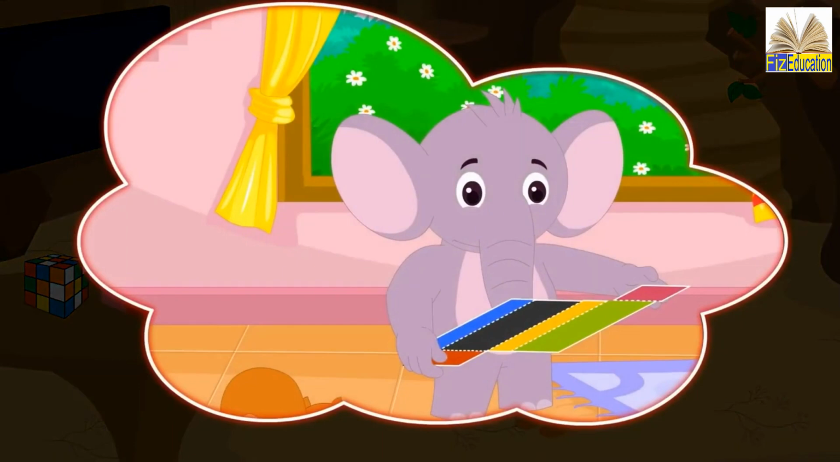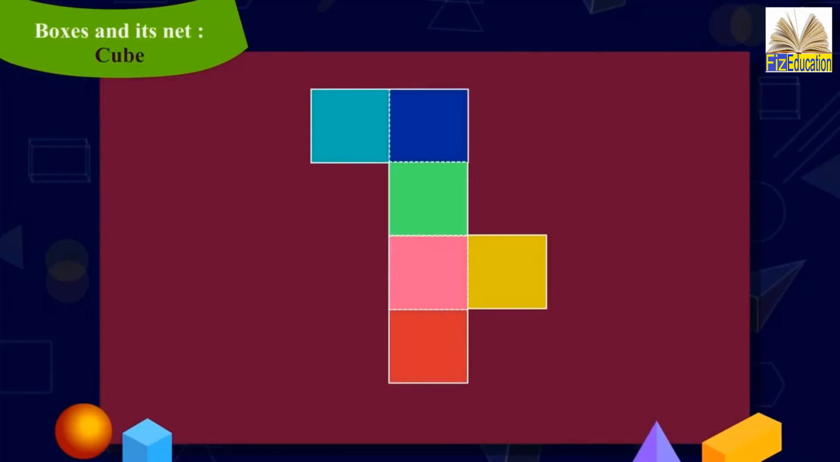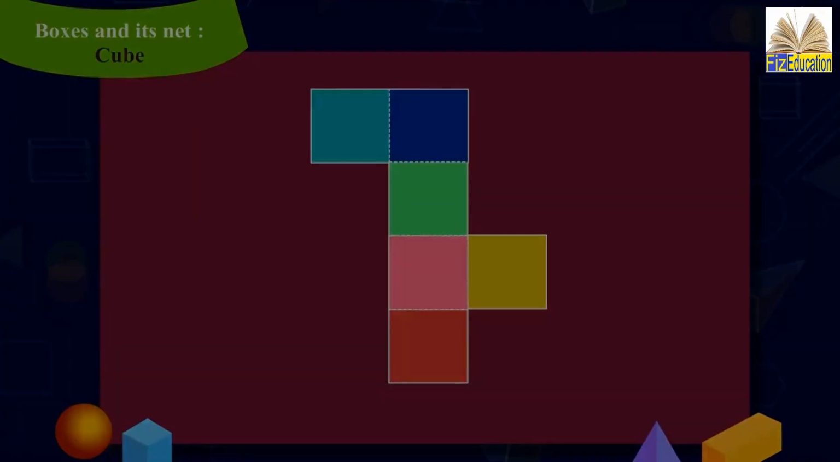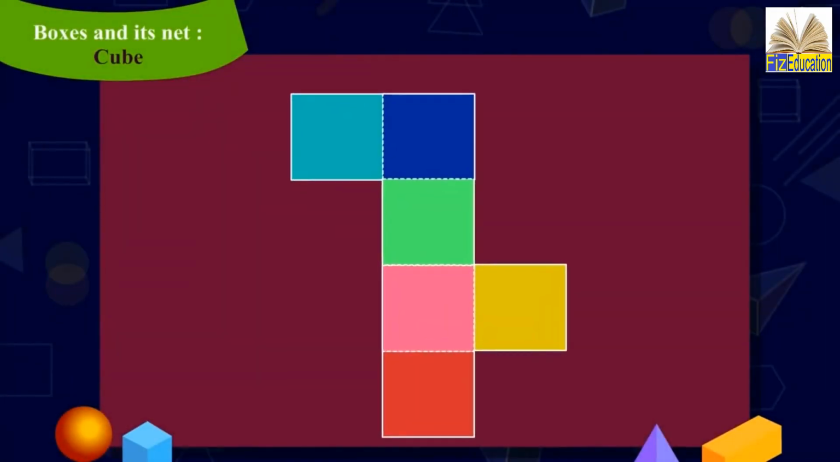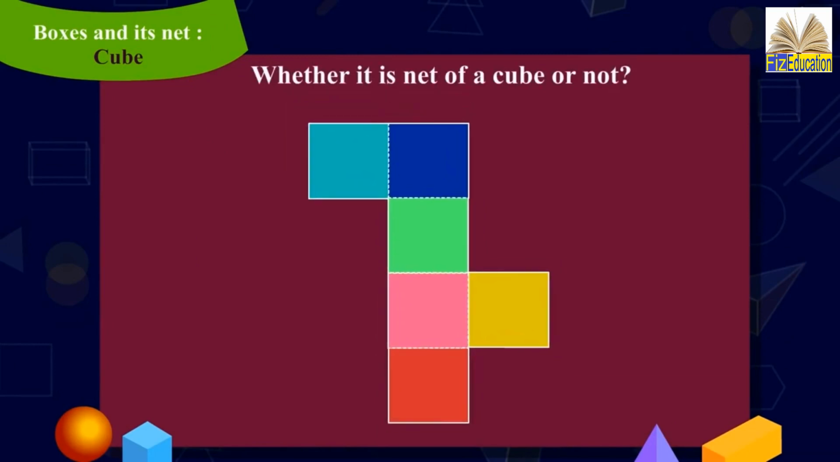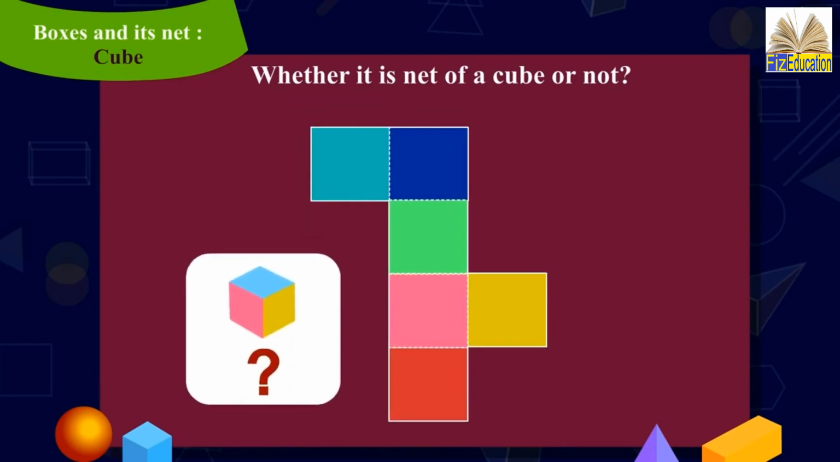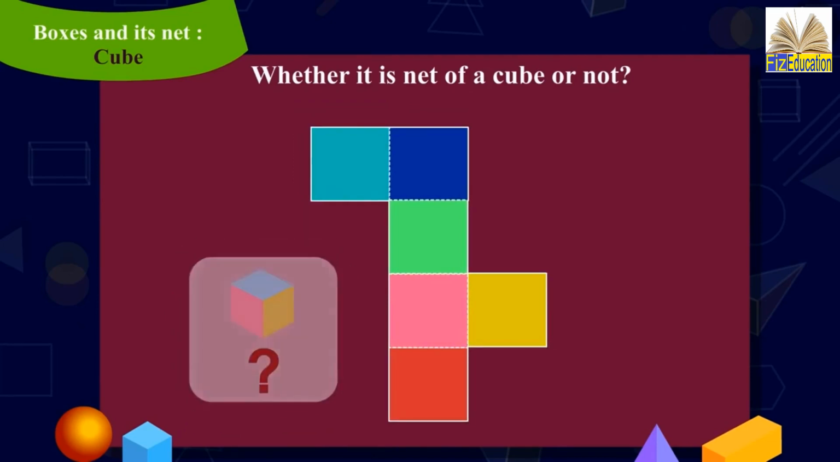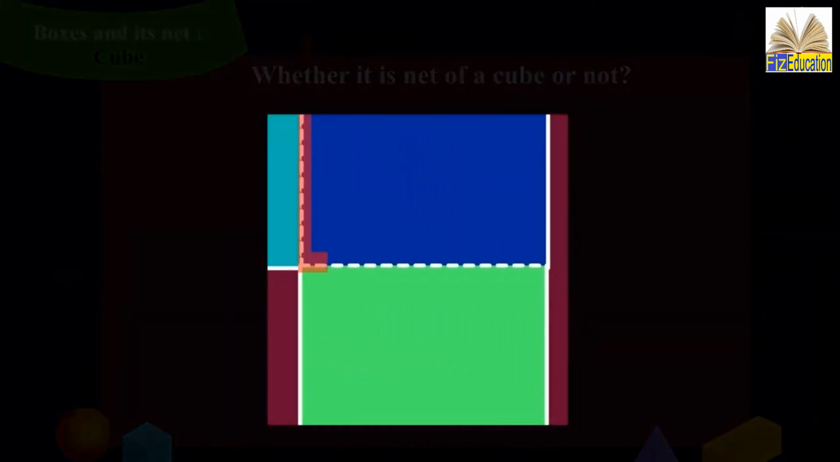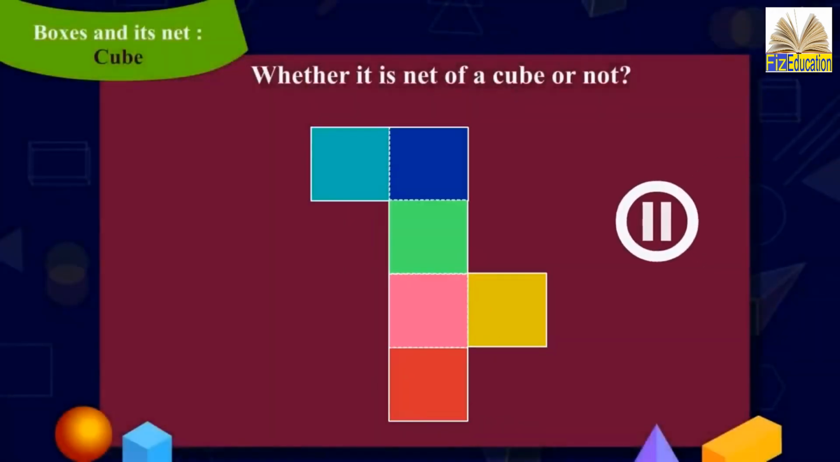Then Chanda remembered the concept of net she learned from Appu. Now Chanda quickly took a thick paper and made a shape like this on it. Kids, can you look at this shape and tell whether it is a net of a cube or not? In other words, can we make a cube-shaped box by folding this shape on these dotted lines? You can pause the video to find the answer.